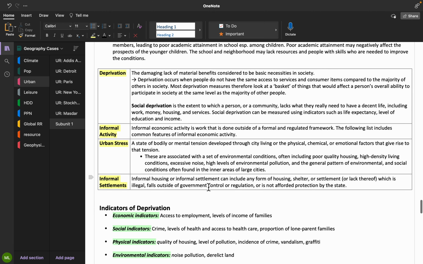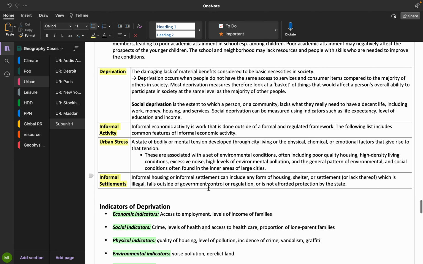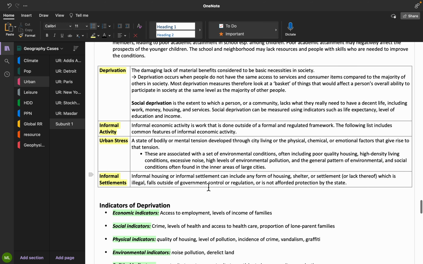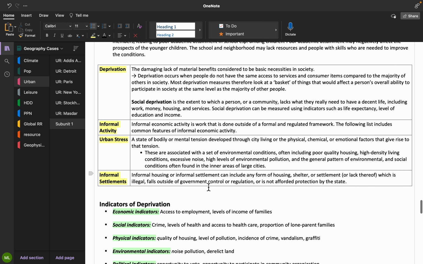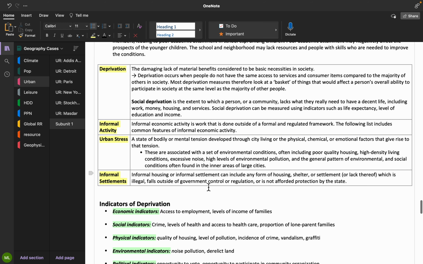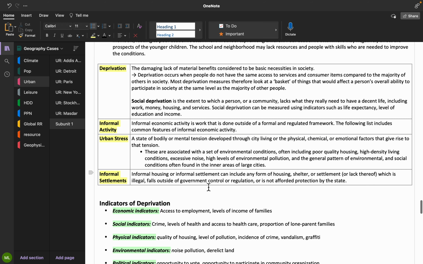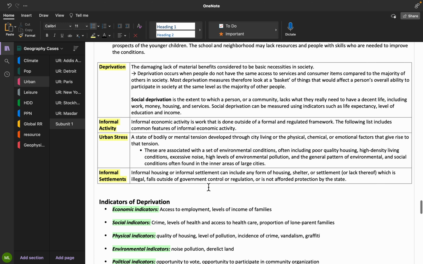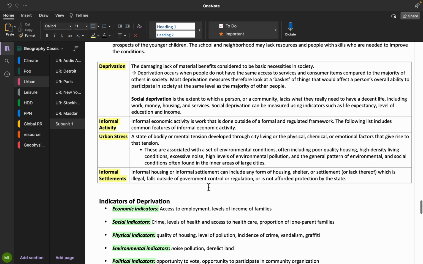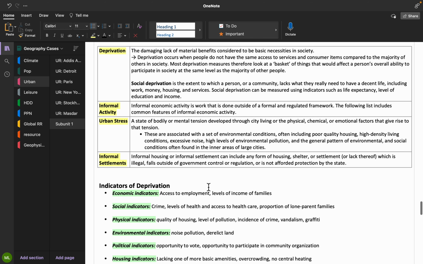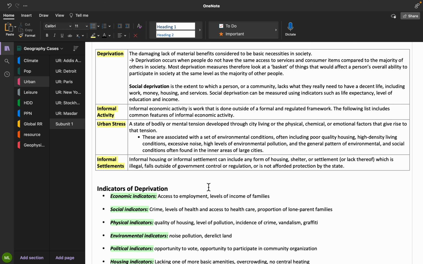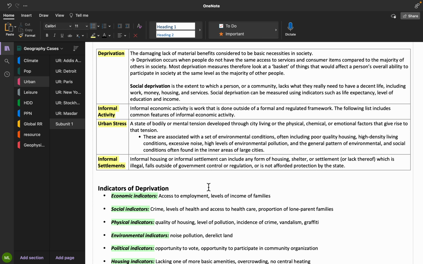Okay, now let's look at deprivation in general, social deprivation. This is when a person or a community lacks what they need to have a decent life. So this includes money, work, housing, and services. Social deprivation can be measured using indicators such as life expectancy, level of education, so literacy rates, and income, and informal activity. Informal economic activity is work that is done outside of the formal and regulated framework.